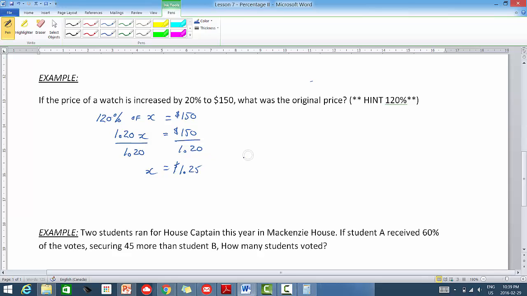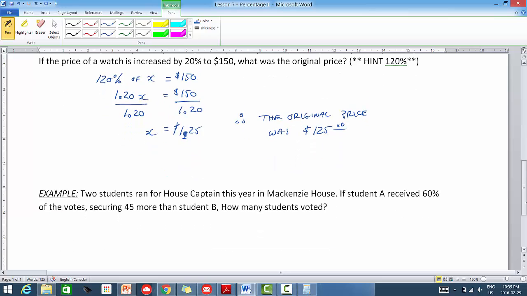So therefore, the original price was $125. Okay, so if you think about it, $125 increases by 20%. That seems reasonable. 20% of 125 added onto there will give you about 150. Okay. All right, moving on to the last question.